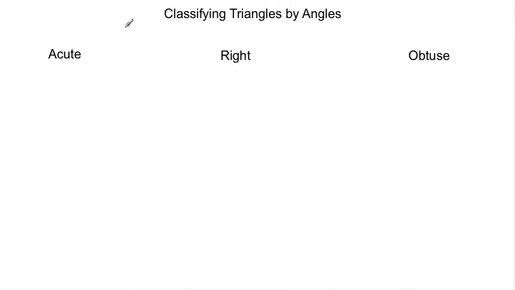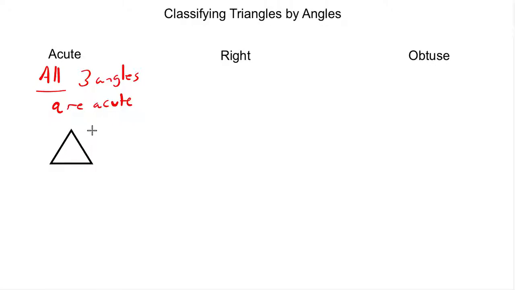All right, then we're going to classify our triangles. An acute triangle means that all three angles are acute. So we know that an acute angle is an angle that's less than 90 degrees. So an acute triangle would look something like this. So all three of these angles, we don't know really what they are, but they are all less than 90 degrees.